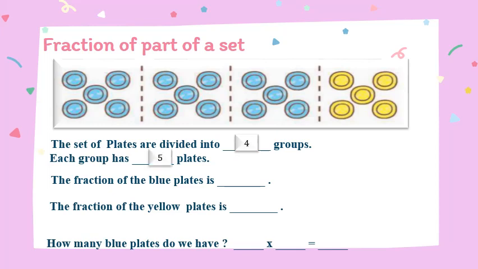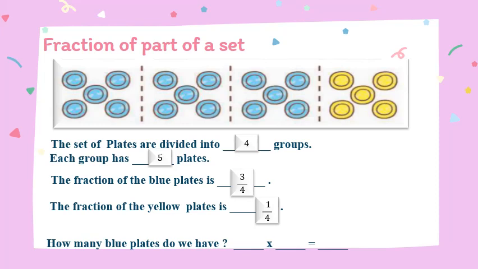4. Excellent. The fraction of the blue plates is 1 group, 2 groups, 3 groups from 4 groups. So 3/4 of the plates are blue. The fraction of the yellow plates is 1 group from 4 groups, so it's 1/4. How many blue plates do we have?